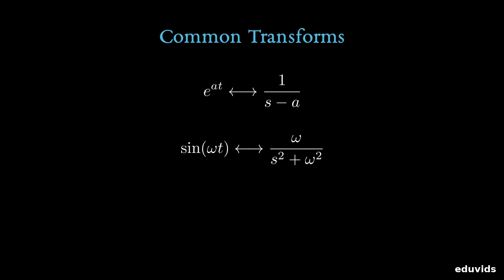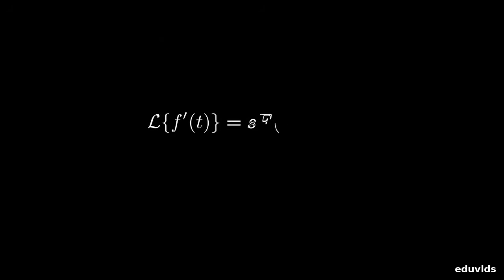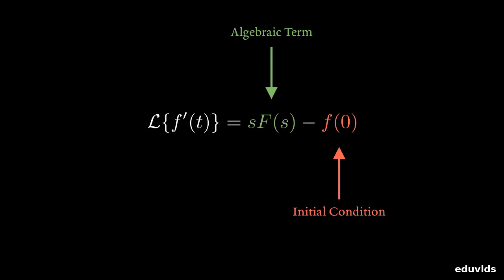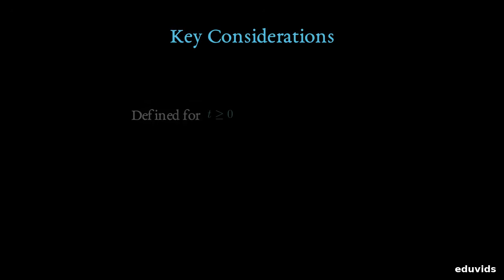Differentiation, which is usually hard, becomes simple multiplication. Integration becomes division. This is why engineers use it to solve differential equations, which are equations that describe how things change over time.